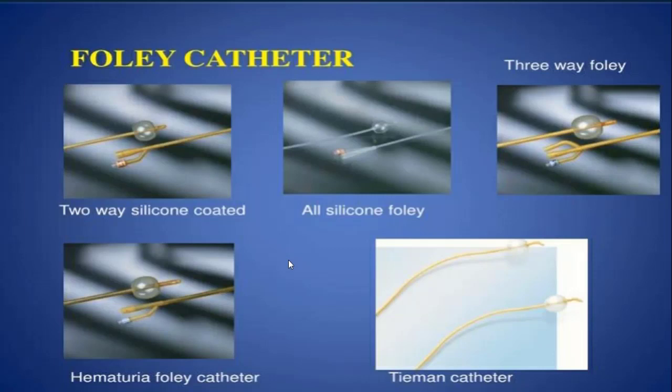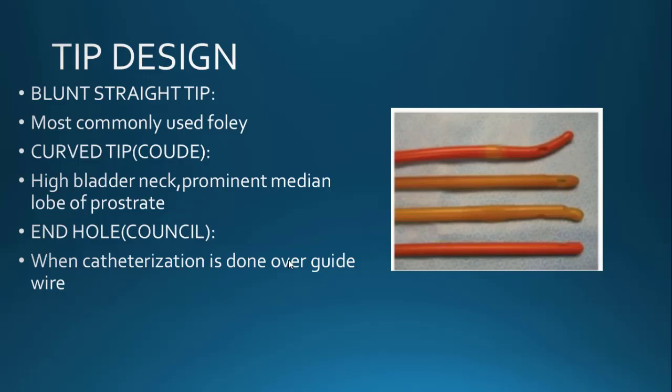There are different types of catheter on the basis of irrigation. This is a two-way silicone coated catheter, all silicone Foley catheter, a diamond catheter, which has a curved tip, and this is a three-way Foley catheter. On the basis of the tip design, they can be straight blunt tip, which is most commonly used, Foley catheter. They can be a curved tip, which is called Coudé catheter. It is used for high bladder neck, prominent median lobe of the prostate, and with the end hole, it is called council catheter, when the catheterization is done over the guide wire.